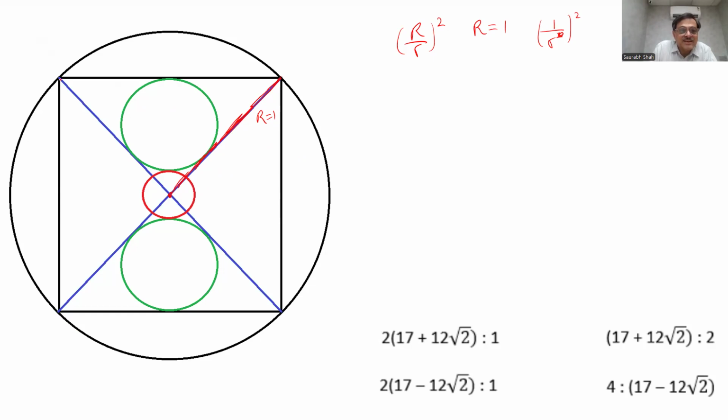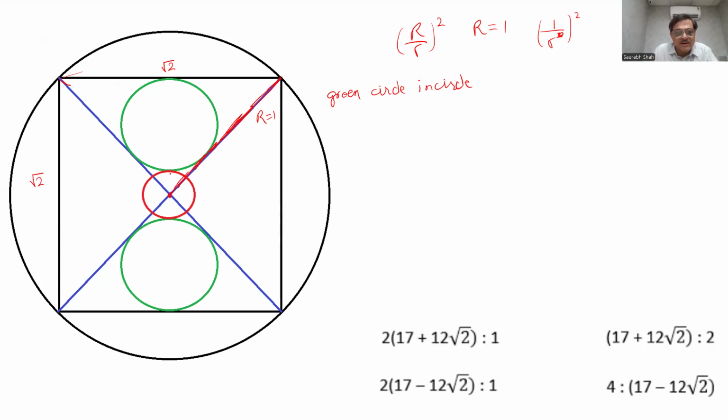Now this triangle here is a 45, 45, 90 triangle. So the side of the square would become root 2. All the 4 sides of the square are root 2. Now what is the green circle? The green circle is the in-circle of a right angle triangle. You can see that the green circle is the in-circle of the right angle triangle.